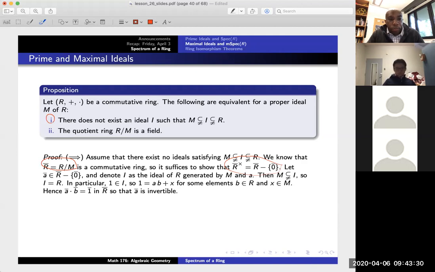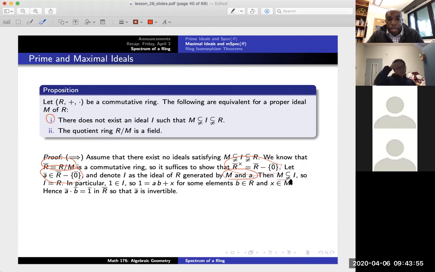Well, I'll pick an element that is non-zero. Let's call it A bar. And let I be the ideal generated by these two. If you will, you can think of I as the smallest ideal that contains M and contains the element A. That's really what I mean here.